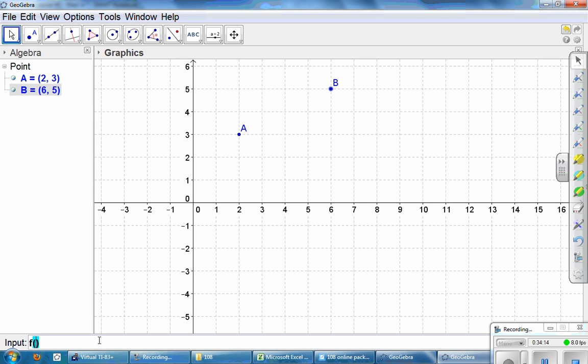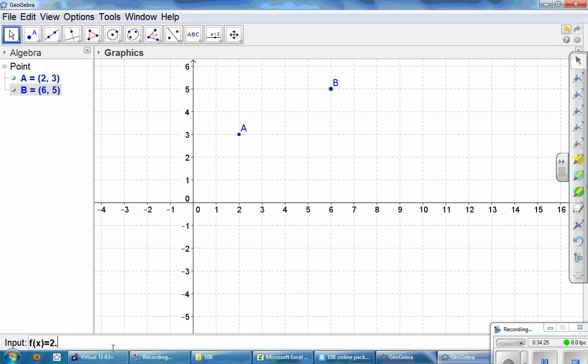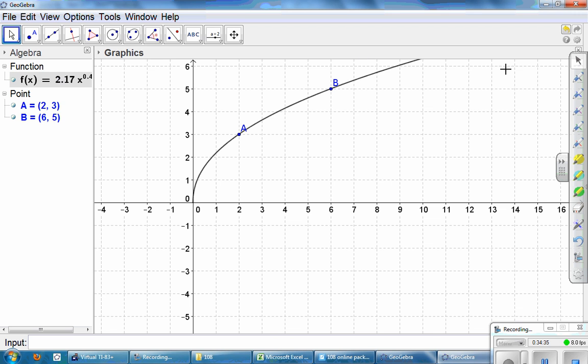And then the last thing is the function that we just found, f of x equals. We'll just copy it from here: 2.173 times x to the 0.465. So if I've done that right and I hit enter, we should get a graph that hits both of those points. There it is.